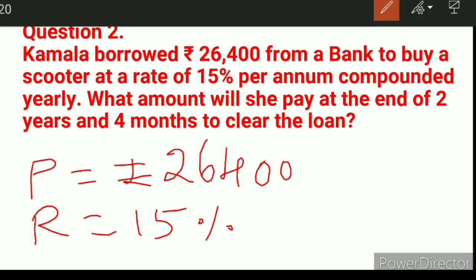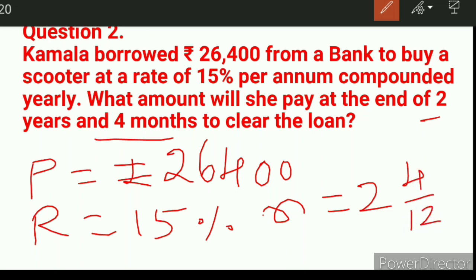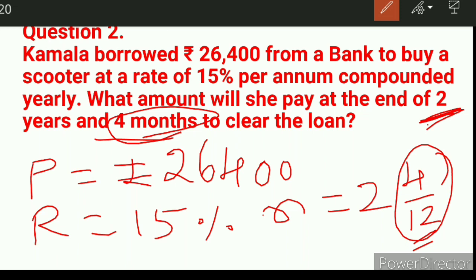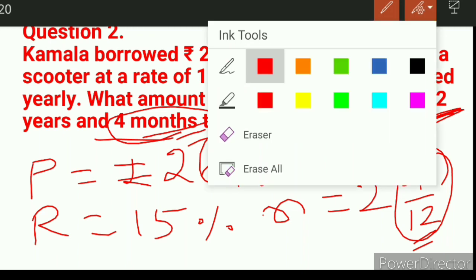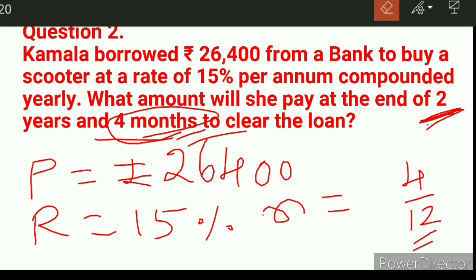And then time 2 years 4 months, that is n equal to 2 years 4 months, that is 2 and 4 by 12. 4 months we are converting to years. For that you should divide by 12. We should put denominator 12. Now the 2 is in years, 4 also in years only. If you put denominator 12, 4 months become years. 4 by 12 year. Got it? Yes.